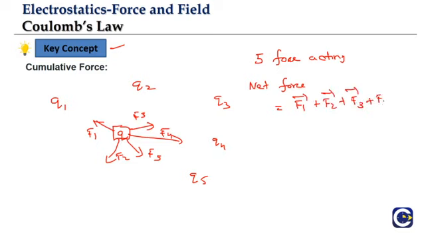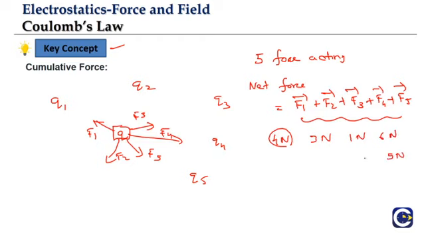So when we are adding the forces, we have to keep in mind that we cannot just do, say for example, F1 value is 4 Newton, F2 is 3 Newton, F3 is 1 Newton, F4 is 6 Newton, F5 is 5 Newton, like that. So we cannot simply say that the total force is 4 plus 3 plus 1 plus 6 plus 5, because we have to be considering the directions.